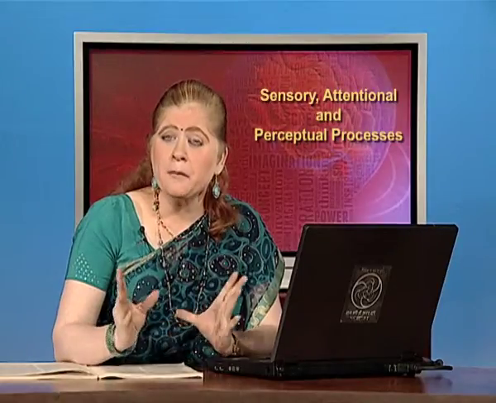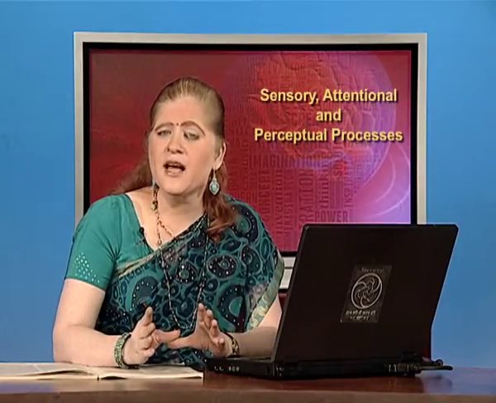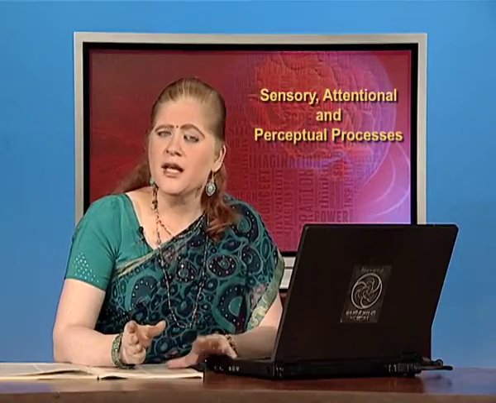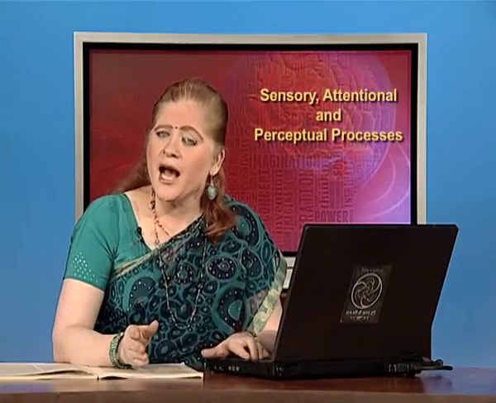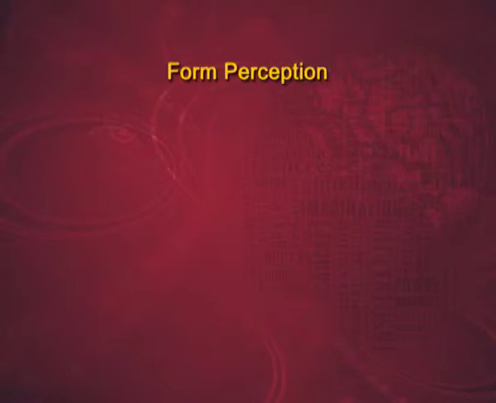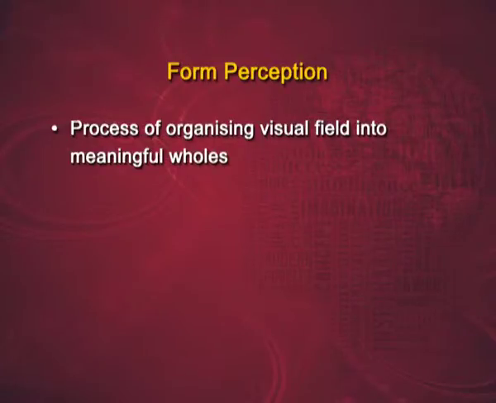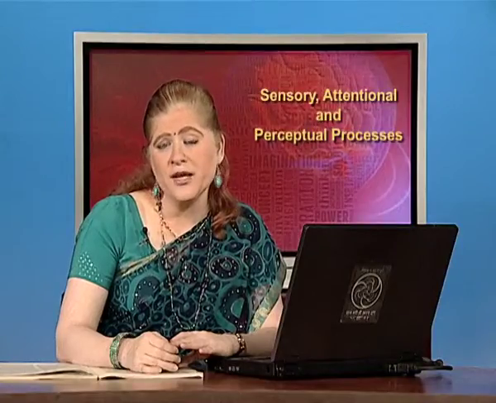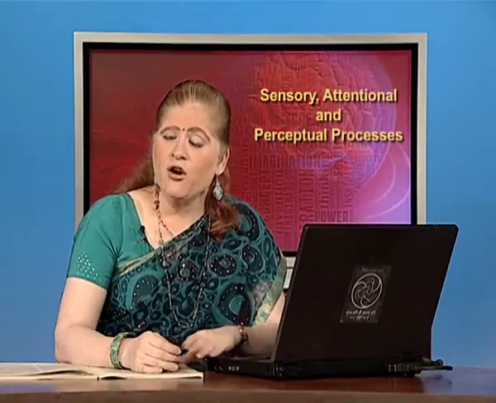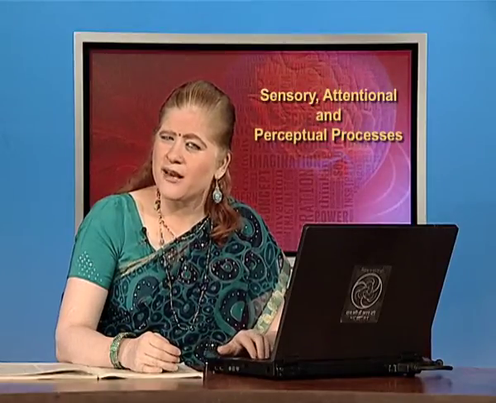No. The ability to see things in their completeness and to know the objects in total is a very interesting human and even animal capability. This is known as form perception. By definition, form perception is the process of organizing the visual field into meaningful wholes. Now you would be curious to know how this happens. Are there any factors that facilitate or inhibit this ability of perceiving things as complete objects?